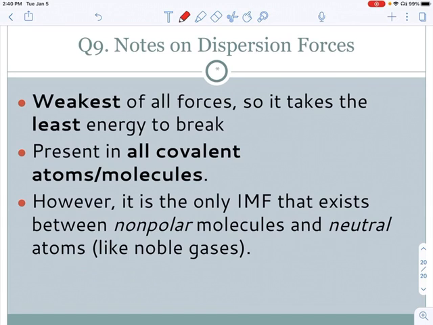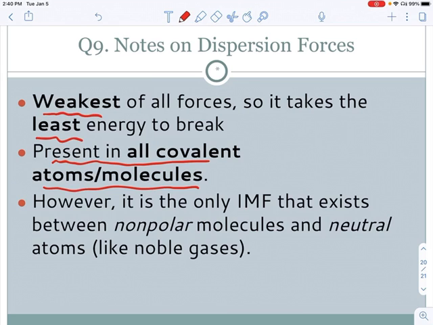And this is all to review dispersion forces. As I said, these are present in all covalent atoms and molecules. Sometimes they're not predominant, meaning that there may be another stronger IMF present, so that the dispersion force isn't ultimately what determines that substance's properties, but it's still there. And it's the weakest of all the forces, so it takes the least energy to break.